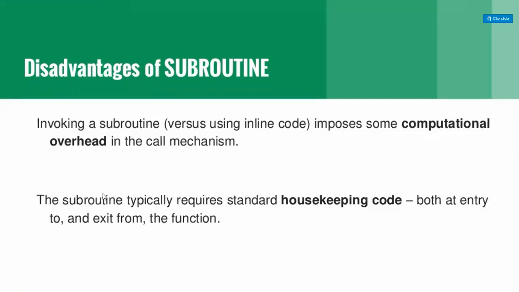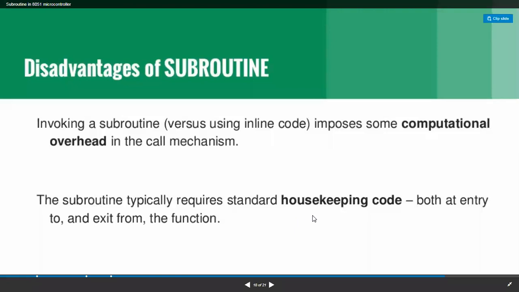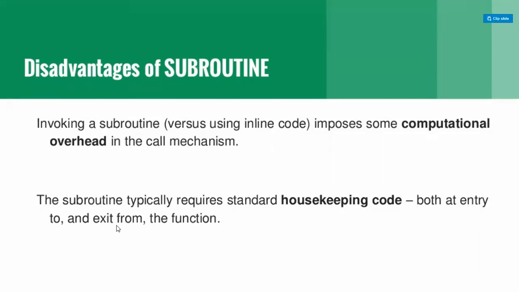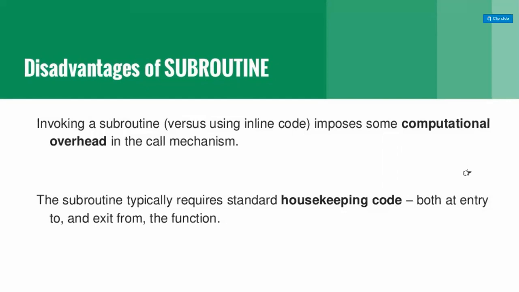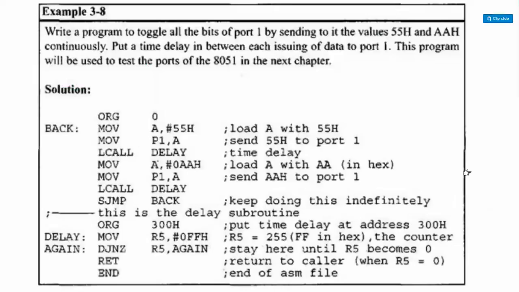And then a subroutine typically requires standard housekeeping code. That means a standard code has to be written for a subroutine, for both entry as well as exit. That is the main important thing here. Or else, instead of jumping back to the exact location, we may end up in some other program. That may happen if you are not writing the exact entry point and exit point. So we will see some examples in the next class.